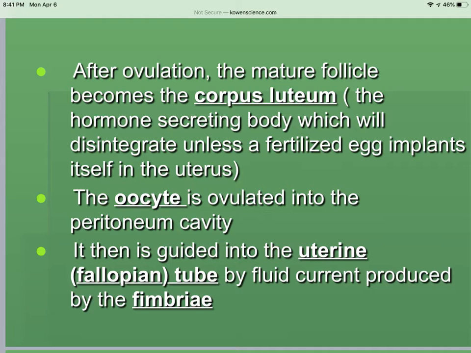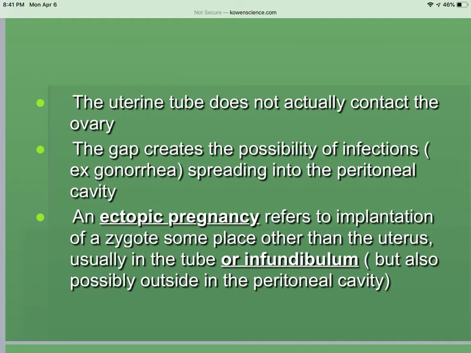The oocyte is ovulated into the peritoneal cavity, which is the gap between the ovary and the fimbriae of the fallopian tubes. It is then guided into the fallopian tube, another word for which is uterine tube, by a fluid current that's produced by the fimbriae. We describe it like being a wet-dry vacuum suction system. The fallopian tube doesn't actually connect to the ovary, and there's a gap, and this gap creates the possibility of infections such as gonorrhea spreading into the peritoneal cavity.